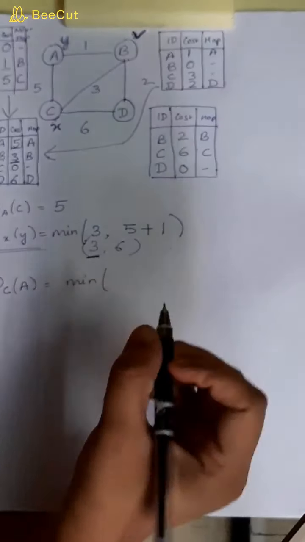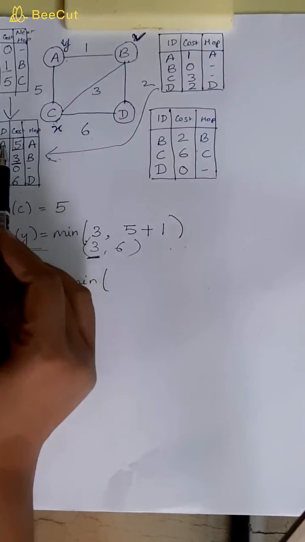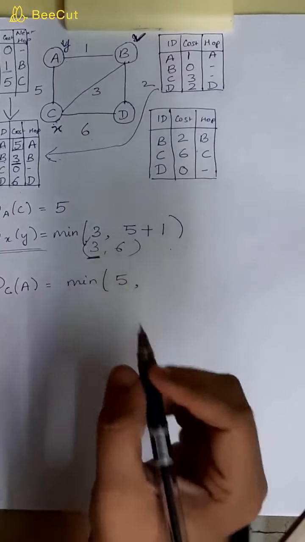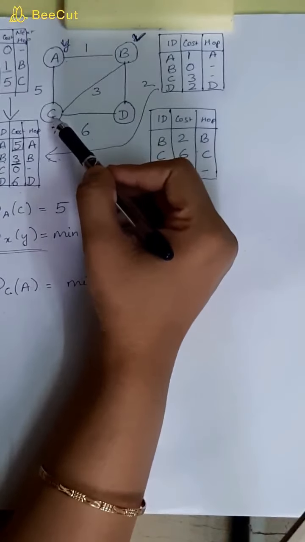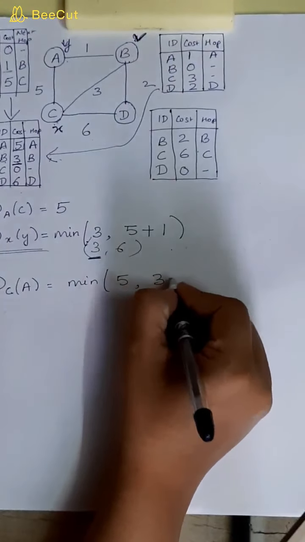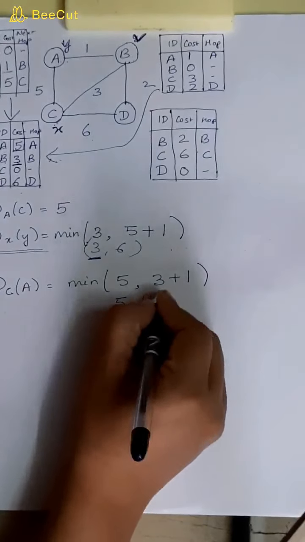Minimum of, what is the current estimate to reach A? Current estimate in the table of C to A is 5, comma, B has sent its table, so we'll check from C to B, what is the cost? Cost is 3, plus from B to A, what is the cost? 1. So this is minimum of 5, 4.